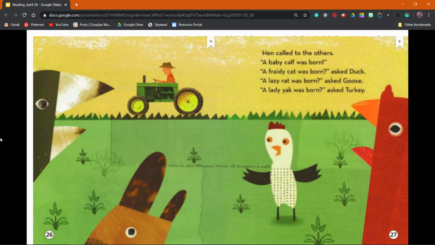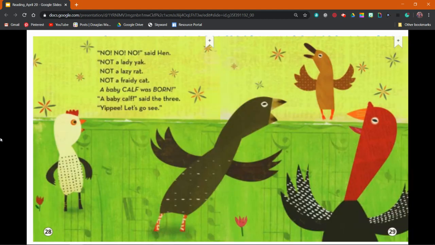Hen called to the others. A baby calf was born. A fraidy cat was born? Asked Duck. A lazy rat was born? Asked Goose. A lady yak was born? Asked Turkey. No, no, no, said Hen. Not a lady yak, not a lazy rat, not a fraidy cat. A baby calf was born. A baby calf, said the 3. Yippee, let's go see.